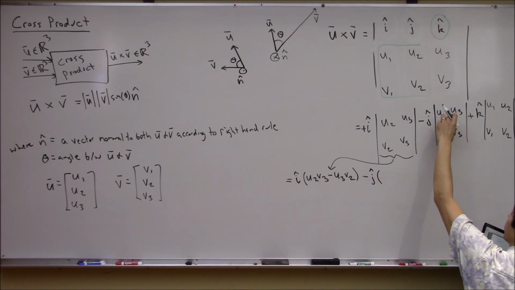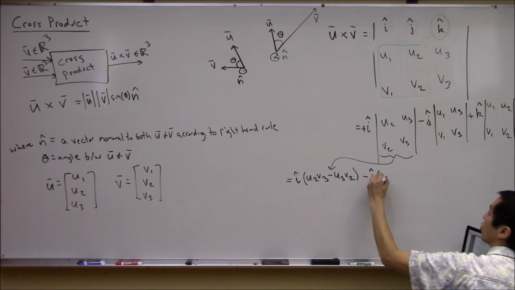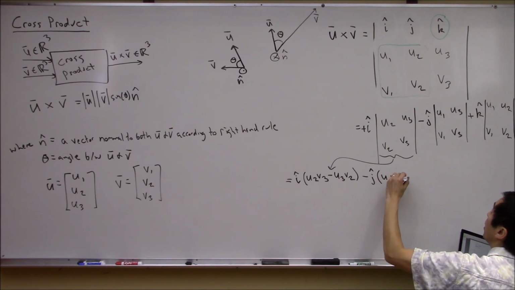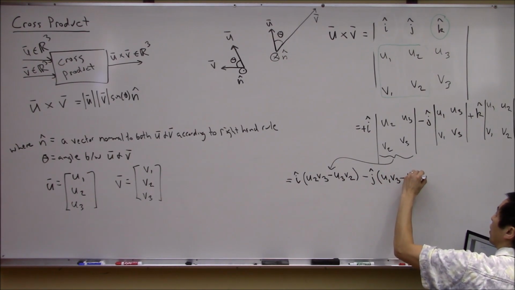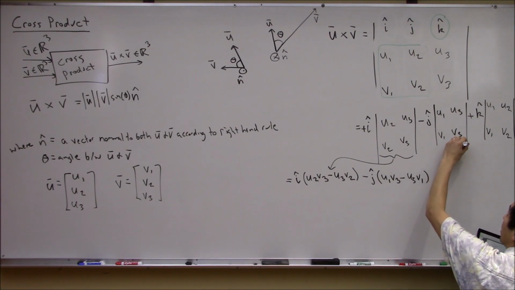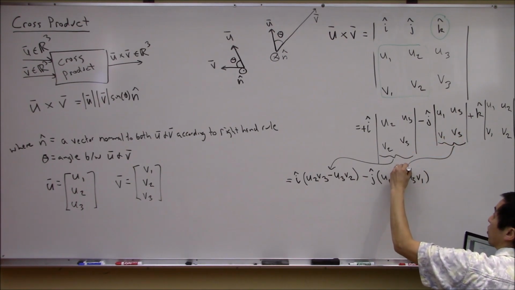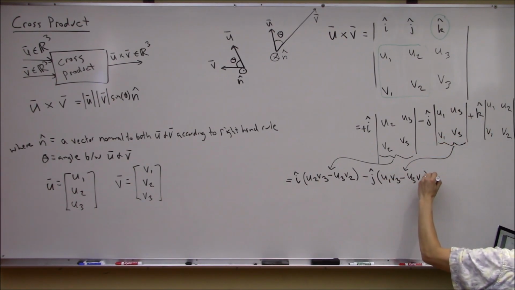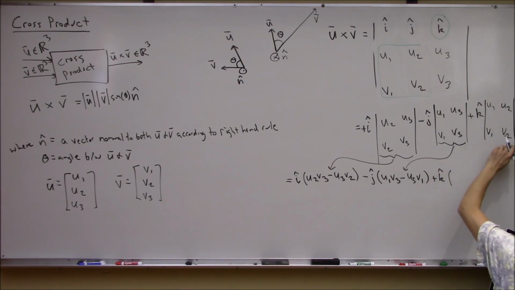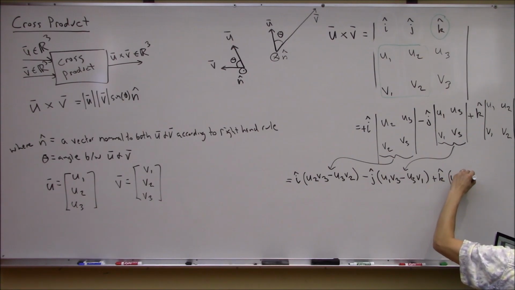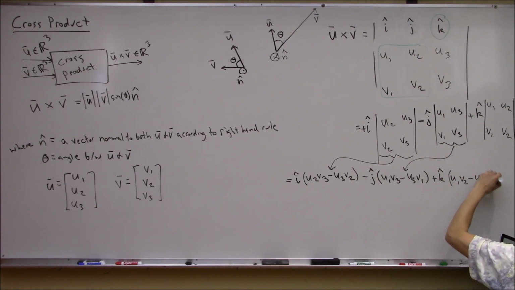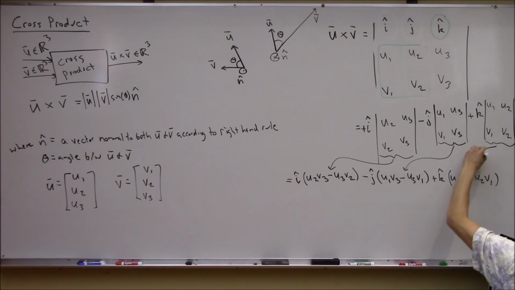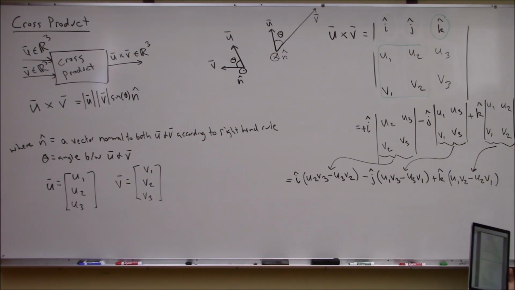Okay, and then I got to do this determinant here. So it's this times this. It's U1 V3 minus U3 V1, right? So again, this determinant is this term right here. And then let's do our last term, plus k hat. And then it is U1 V2 minus U2 V1. So again, this 2 by 2 determinant is this term in parentheses.